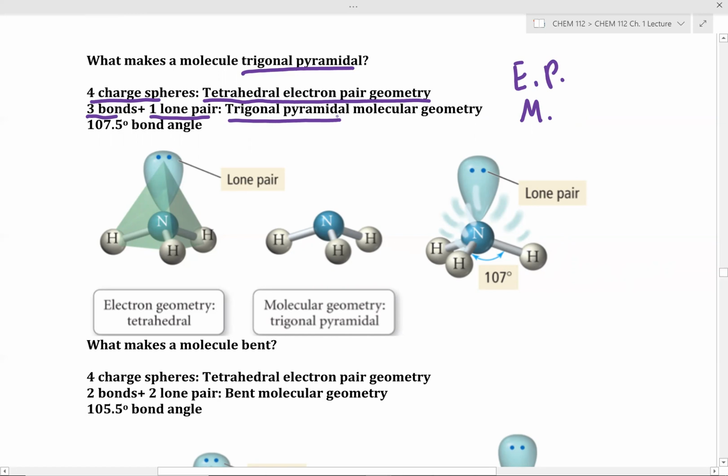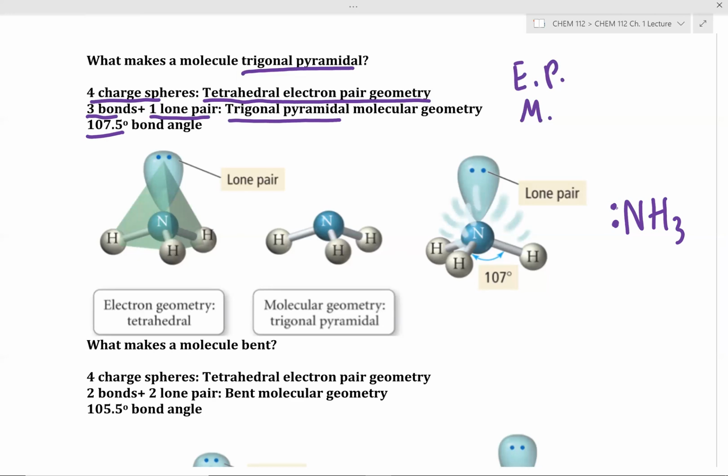The key feature of this molecular geometry is that we have a 107.5 degree bond angle. The poster child for this geometry is ammonia, which is NH3. And I'm going to draw the lone pair just to show the fact as to why ammonia adopts a trigonal pyramidal geometry. Does that make sense to everyone?